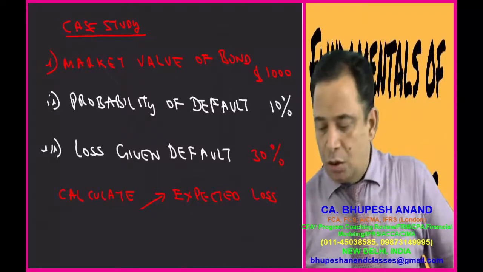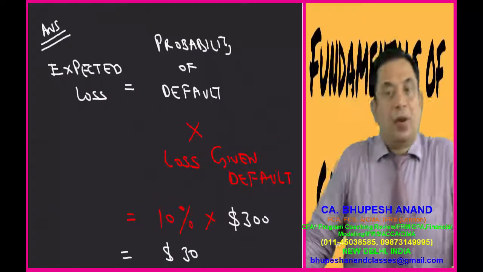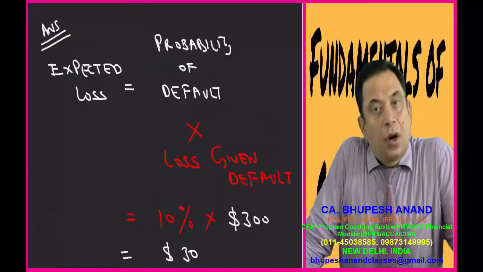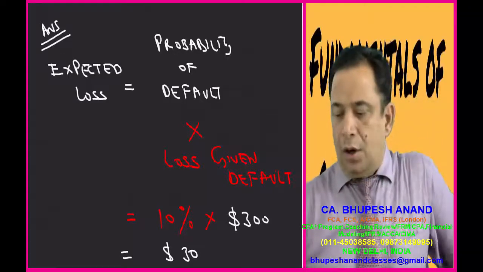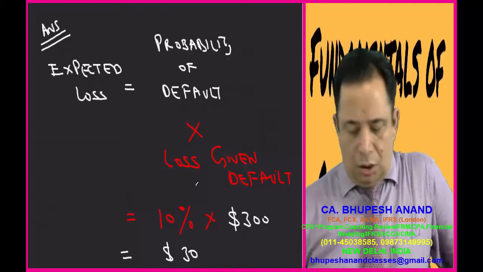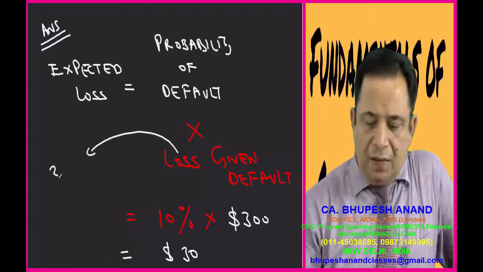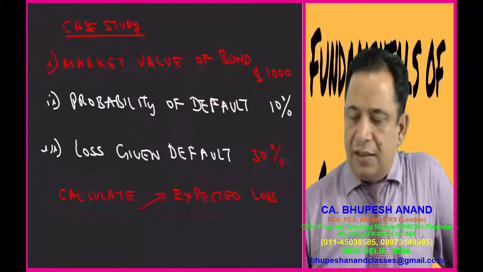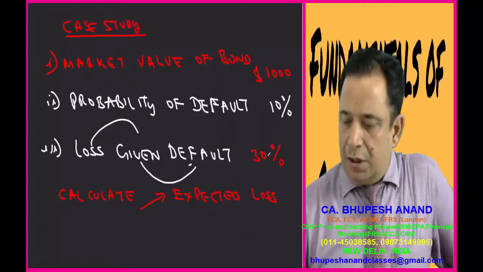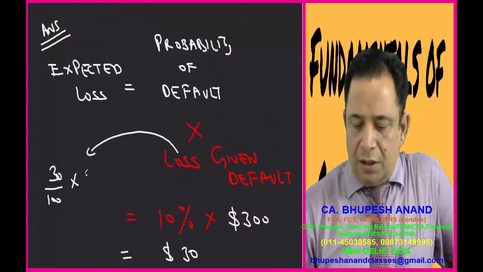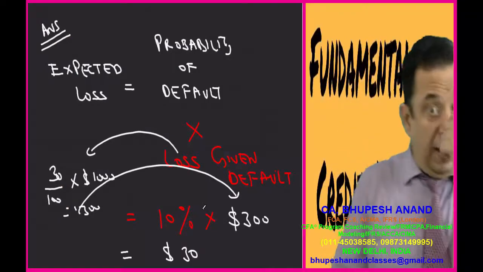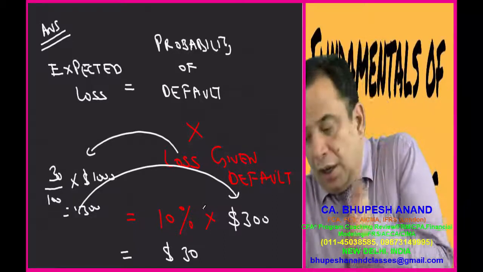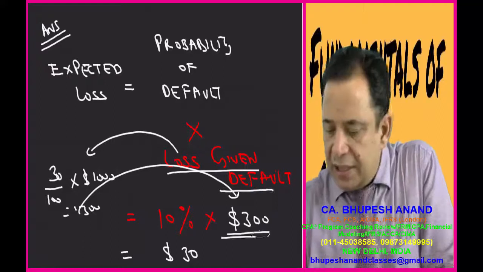Calculate expected loss. So I have calculated expected loss as probability of default into loss given default, 10% into $300. That is $30. Now how have I calculated loss given default? This is $300. I am given 30% as the loss given default. So 30% of 1,000 face value comes to $300. So I have used this 300 here for calculating the expected loss: 10% default into loss given default, that is $300.